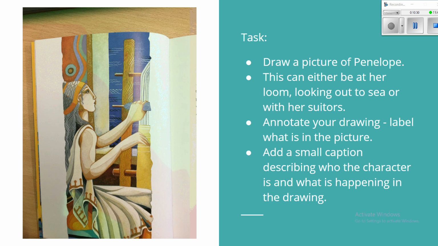And now I'd like to draw a picture of Penelope. So here, obviously, this is Penelope, and what she's doing here is in fact at her loom. Now, I mentioned this at the beginning. What we mean by a loom is kind of like a sewing machine kind of thing.